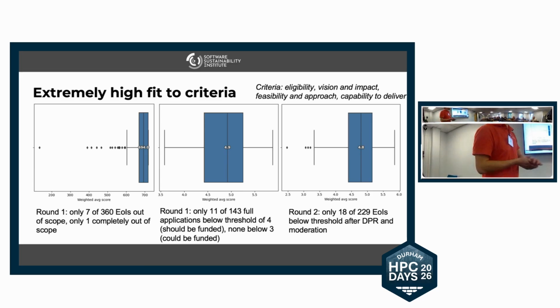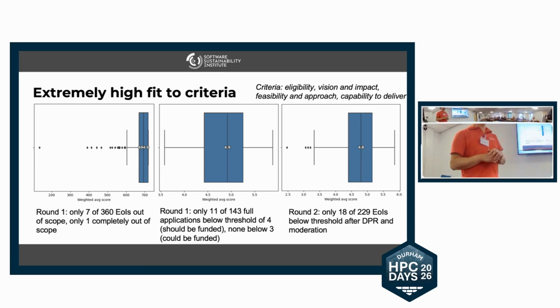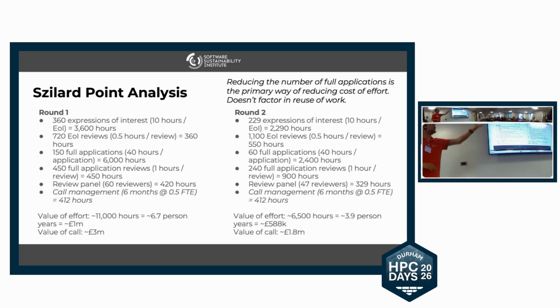Same thing's happening at round 2. Of the 229 expressions of interest, there's only 18 that fell below that threshold of 4. So we have an issue of just there being a lot of really good pieces of software with really good projects out there. And so you can do the analysis. You can kind of look through, so a lot of these are estimates, but if you take the sort of Fermi approximation approach, you start getting some quite disturbing figures.